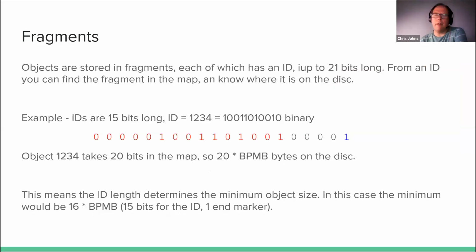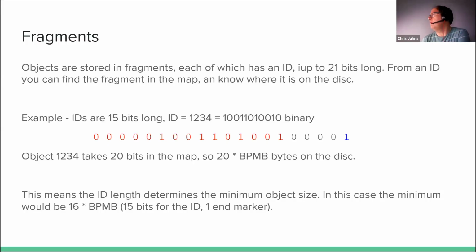As I was saying earlier, the things you store on the disk need to be identified. Otherwise, you've just got a nice map of there are things here, but I'm not going to tell you what they are. And they're stored in what's called fragments. Each fragment has an ID, which is a reference number for it, and they can currently be up to 21 bits long. Most things on the map work in bits, so you have to remember that. And from an ID, you can find the fragment in the map, and then you know where it is on the disk.